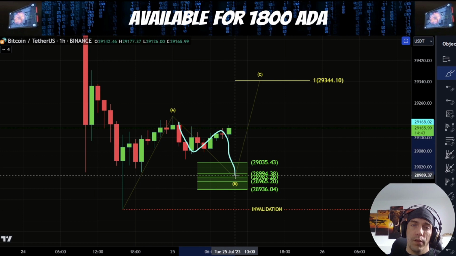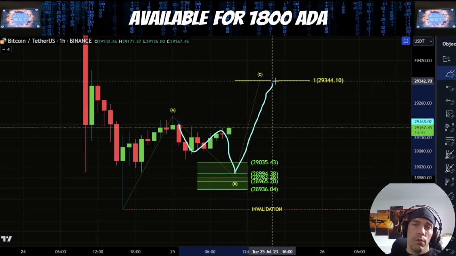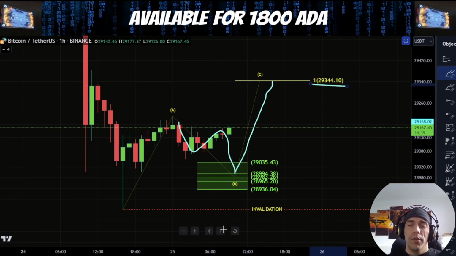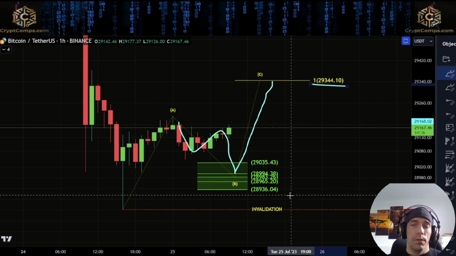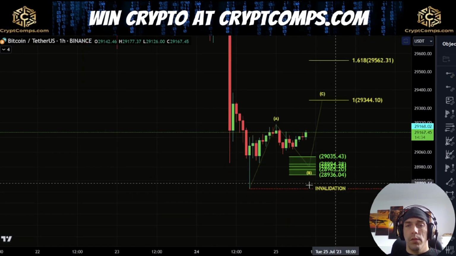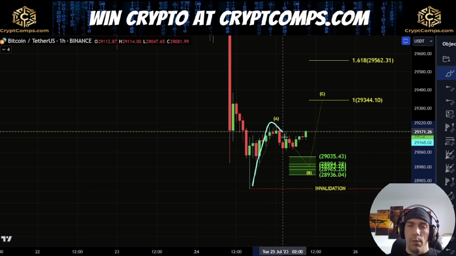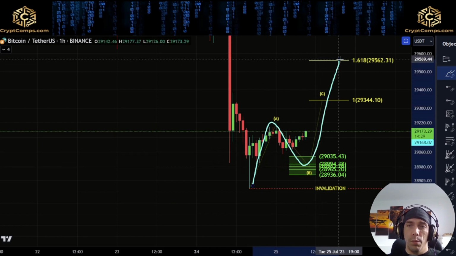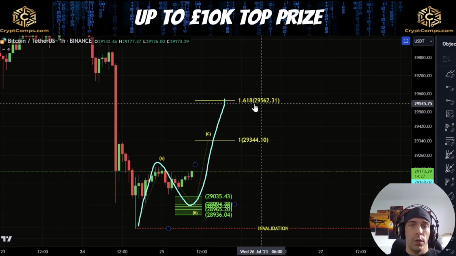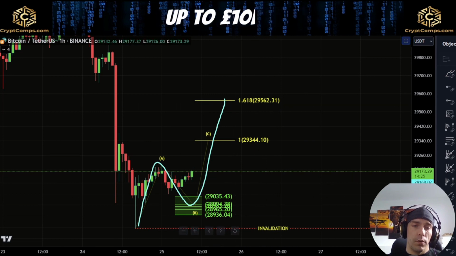So if we do see price come back down here, we could still see a rally to the upside where our target would actually be this 29,344. If, however, we do see something like this, where we get this is our A wave, we come back down for a B wave, and we start to push up past this 1618 level, which would be this 29,562.